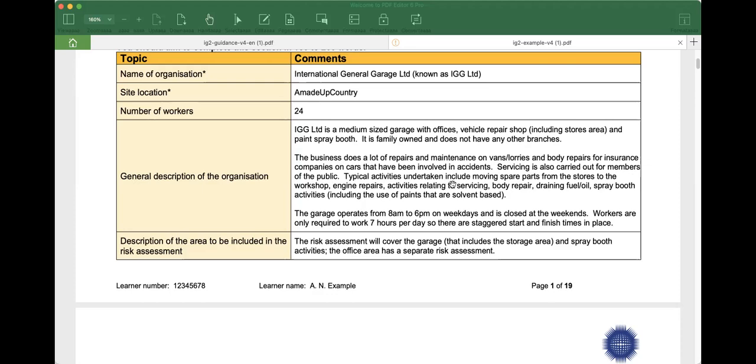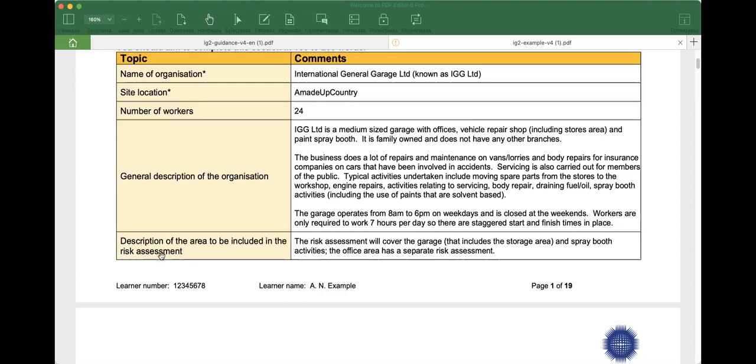Typical activities undertaken include moving spare parts from the store to the workshop, engine repairs, activities relating to servicing, body repair, draining fuel, oil, spray booth activities, including the use of paints that are solvent based. The garage operates from 8 a.m. to 6 p.m. on weekdays and is closed at the weekends. Workers are only required to work 7 hours per day, so there are staggered start and finish times in place.